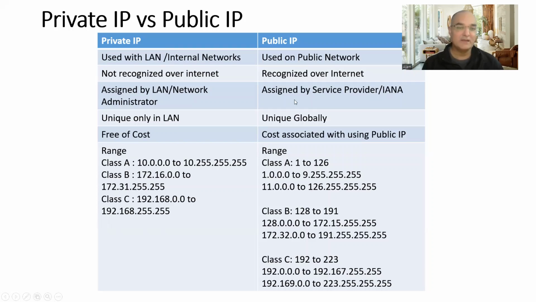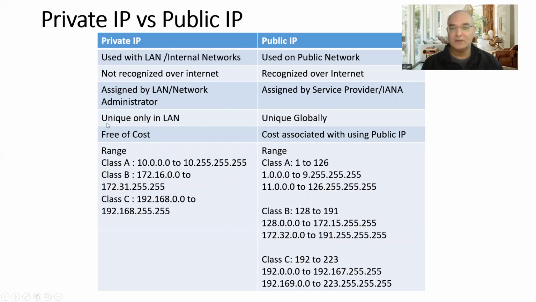So in a very large organization, the network administrator may have access to public IP addresses, which they have purchased from the service provider or IANA, right? So for example, a team within the organization needs a public IP. In that case, the network administrator or the network team of that company will assign the public IP address. Again, you cannot create your own public IP addresses. They have to be purchased from the service provider or the IANA.